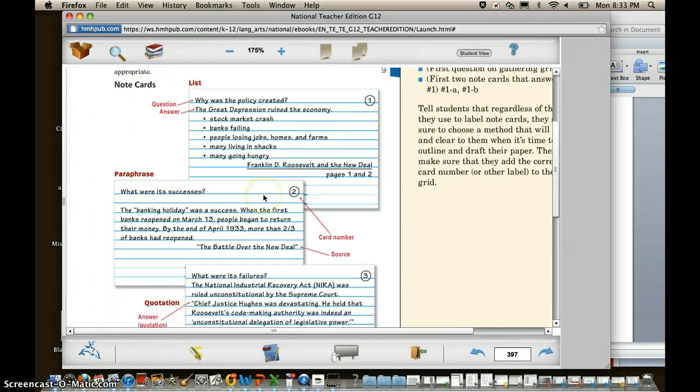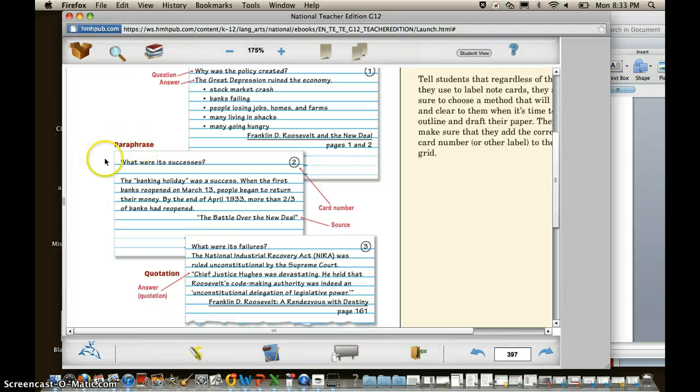One thing that they think about is paraphrasing and quoting. So, what were its successes? That's another question that they're asking of their research. And here we see that they paraphrase the answer. Go ahead and read that real quickly, just so you can see what that looks like as a paraphrase.